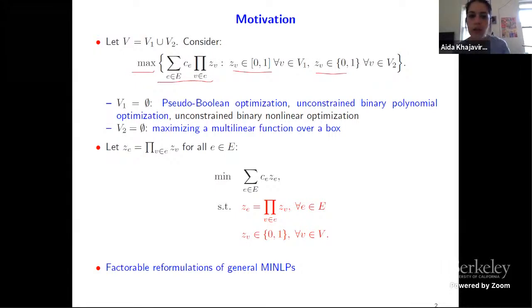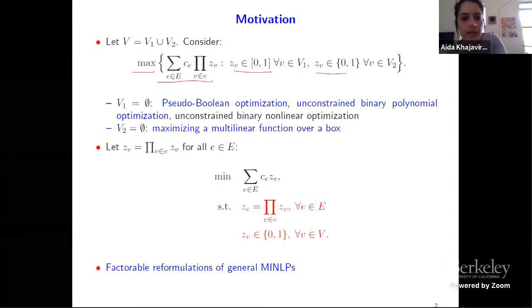For example, the one that you are probably most familiar with is when I don't have any continuous variables. In this case, this is called pseudo-Boolean optimization, or unconstrained binary polynomial optimization. And on the other end of the spectrum, when all the variables are continuous, this problem is maximizing a multilinear function over a box. It is, again, well studied, for example, in mixed integer nonlinear programming or global optimization.